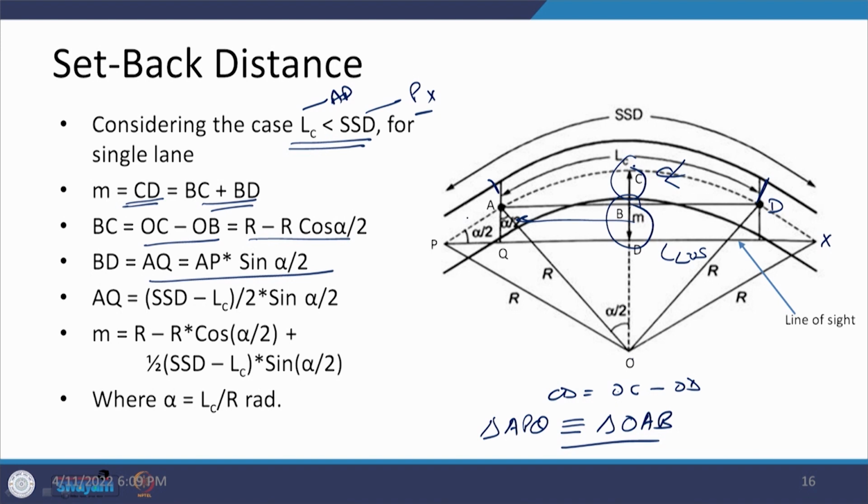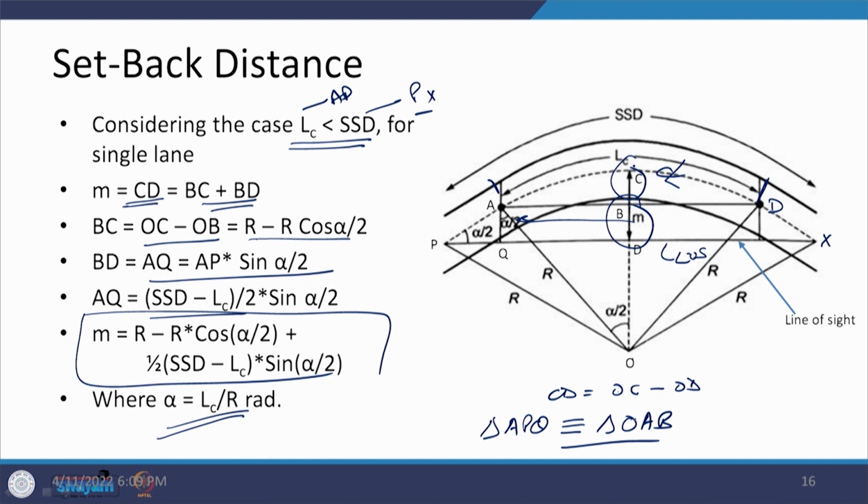Now, AP is what? AP is the total distance, because we are travelling up to P is SSD, but up to A the distance is LC, and this is happening on both the sides. So, it means SSD minus LC divided by 2 is AP. So, SSD minus LC by 2 as AP is being written here, multiplied by sine of alpha by 2, and finally, what we get is m is equals to R minus R cos alpha by 2 plus half of SSD minus LC into sine of alpha by 2, where alpha is going to be calculated as LC divided by R.